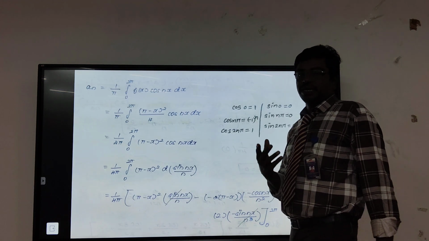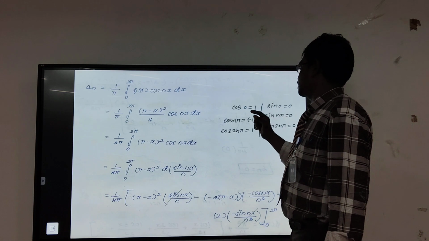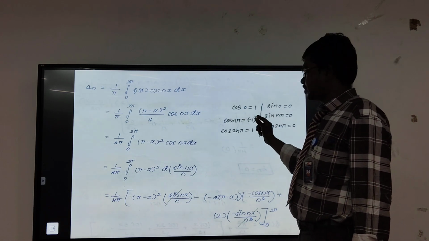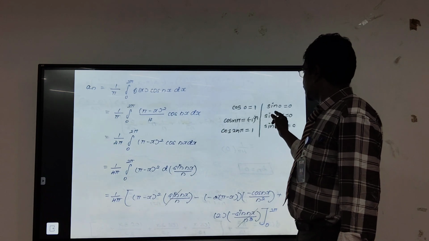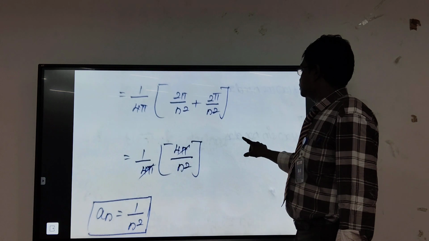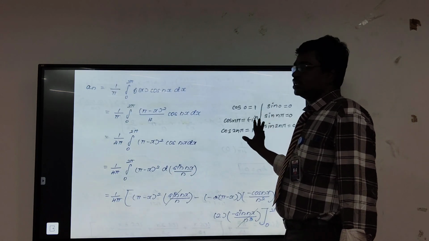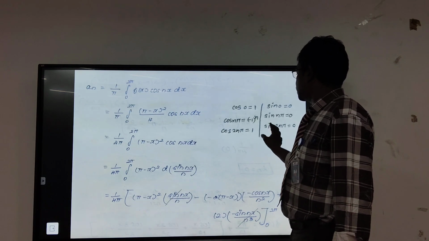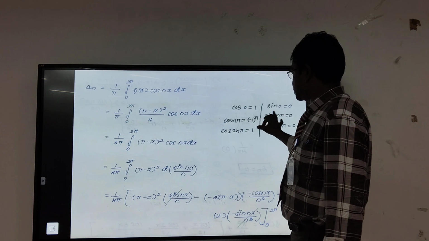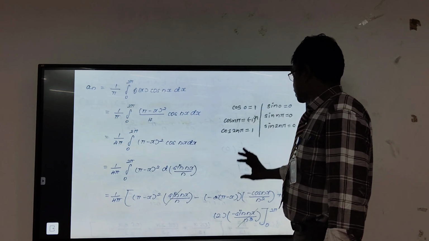We know the basic facts. What are the basic facts? cos 0 is 1, sin 0 is 0. cos nπ is (−1)ⁿ and sin nπ is 0. n is an integer. cos 2nπ is 1 and sin 2nπ equals 0. So these are the basic facts, and we can use them here.